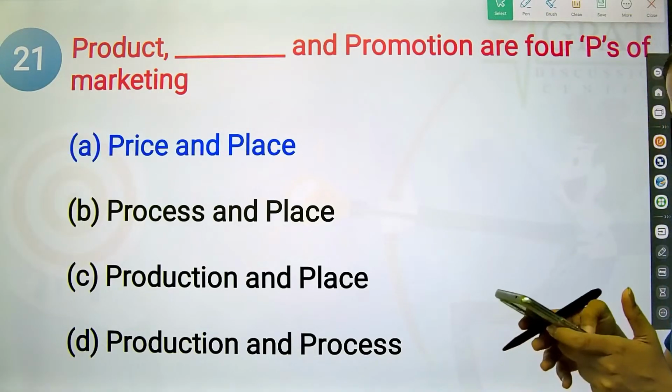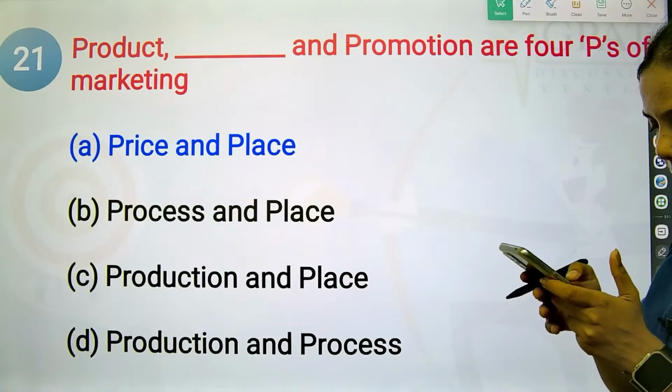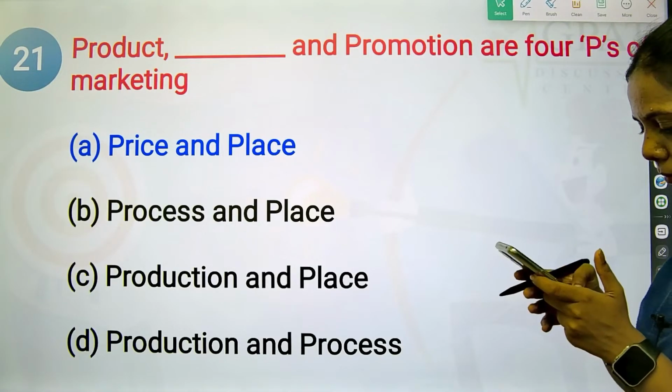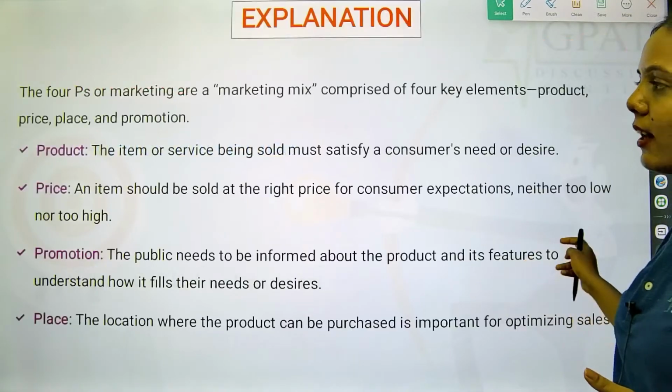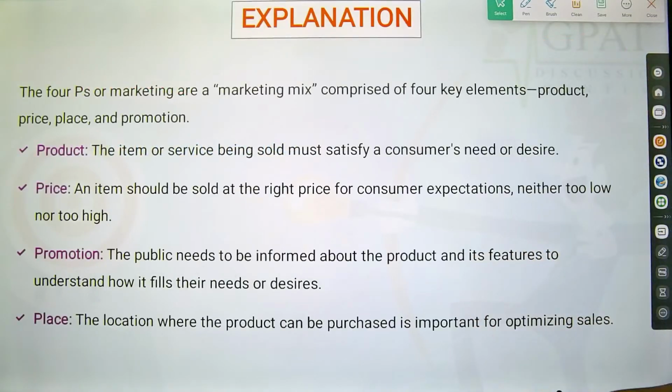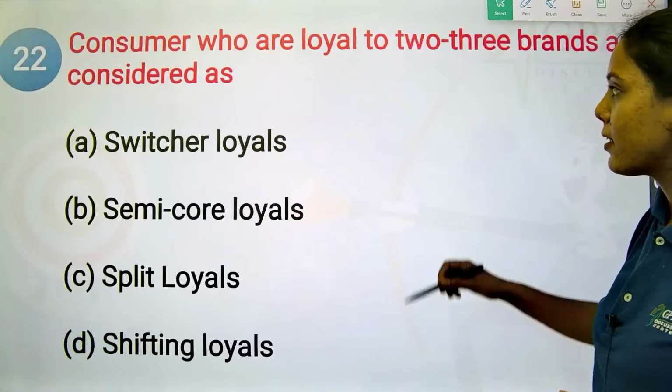I hope you have answered that one. So option A is the right answer. So product, price, promotion and place. These are the 4 P's.